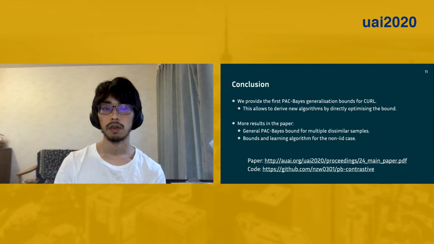I summarize this talk. We provide the first PAC-Bayesian generalization error bound for CURL. This analysis allows us to derive new algorithms by directly minimizing the bound. In our paper, we also show a more general PAC-Bayesian bound for multiple dissimilar samples. In addition, we also show a PAC-Bayes bound and its minimization algorithm for non-iid settings.